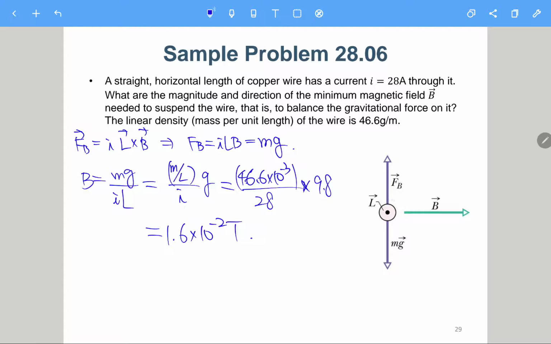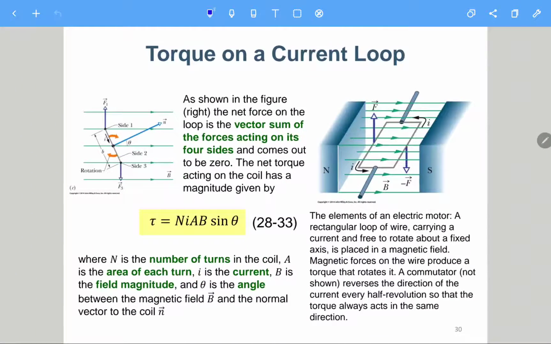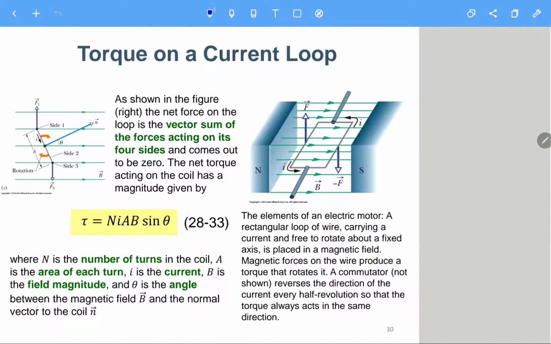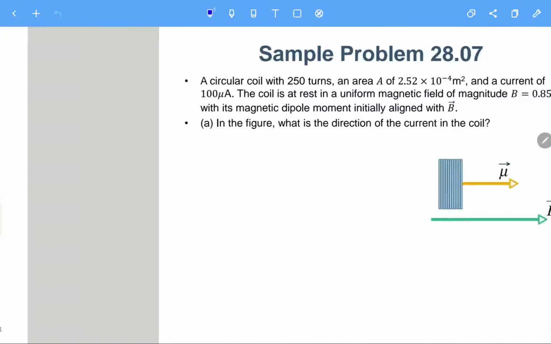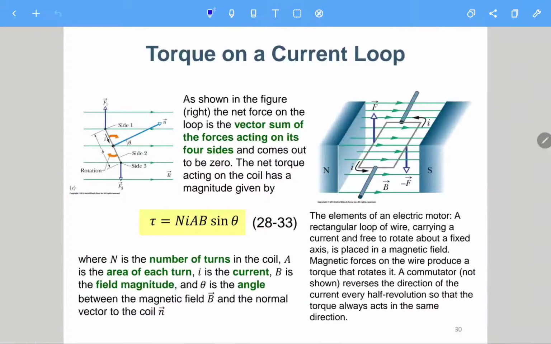Which means that if we have a wire and a B field, then this wire can be floating there, as long as FB is as large as the gravitational force. Of course, if FB is larger, then the wire will go up. Okay, maybe we stop here today.